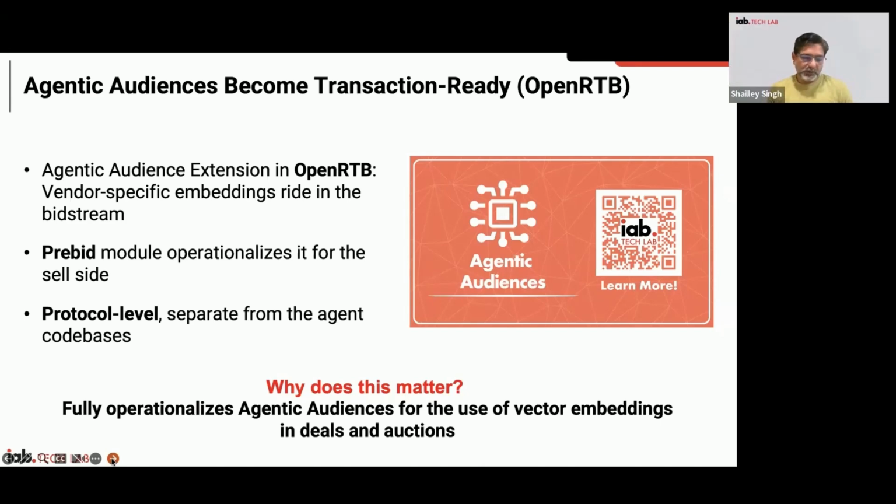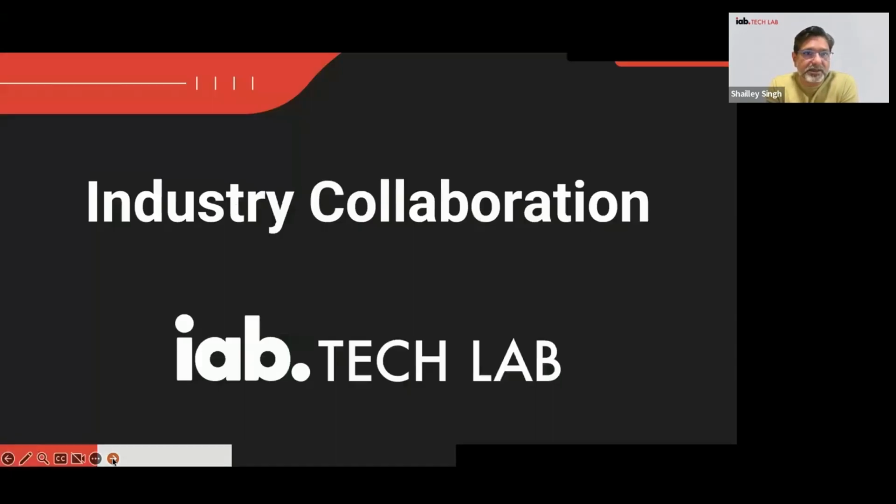Yep, it carries which vendor has set it for the seller. Of course, in the bid stream, you already have the publisher information and the seller information. It also indicates which model it is using, so you know whether you can actually use it. If that's one of the requirements for these vector embeddings, both sides who are doing the comparison have to use the same model. So it carries that basic information that any buyer would need to fully use the embedding that they actually receive. So that's agentic audiences, which is now transaction ready.